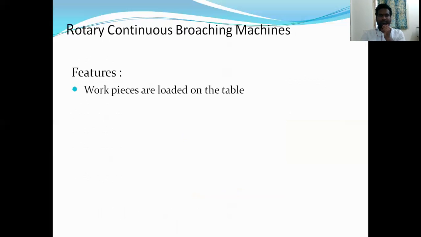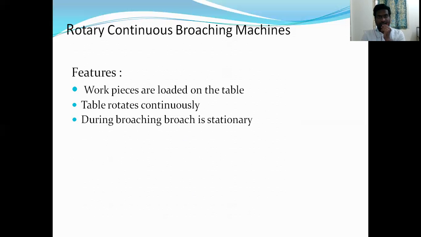Now the features: what are the operations and specialities of the continuous broaching machine. That we will be discussing now. The workpieces are loaded on the table, as we have already observed in the diagram. The table rotates continuously. During broaching, the broach is stationary, and as we observed in the diagram, during the broaching operation the broach is stationary and the workpieces are held in fixtures.